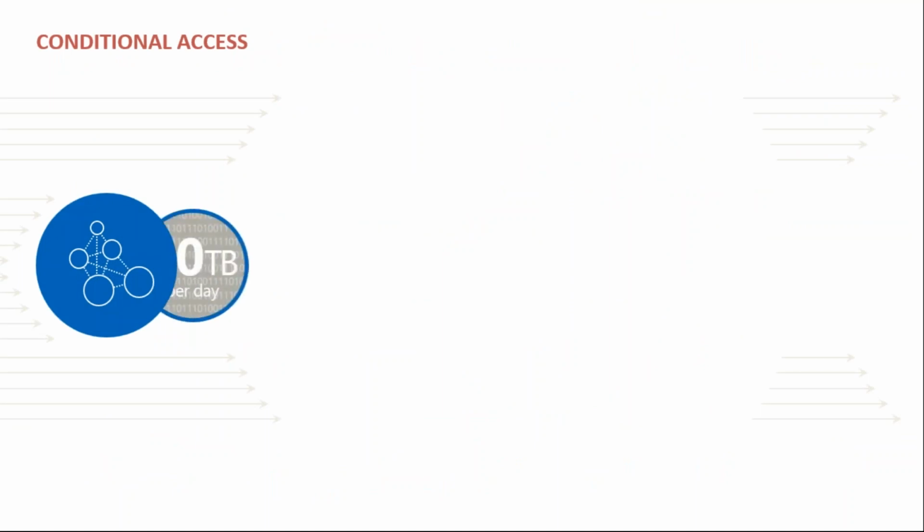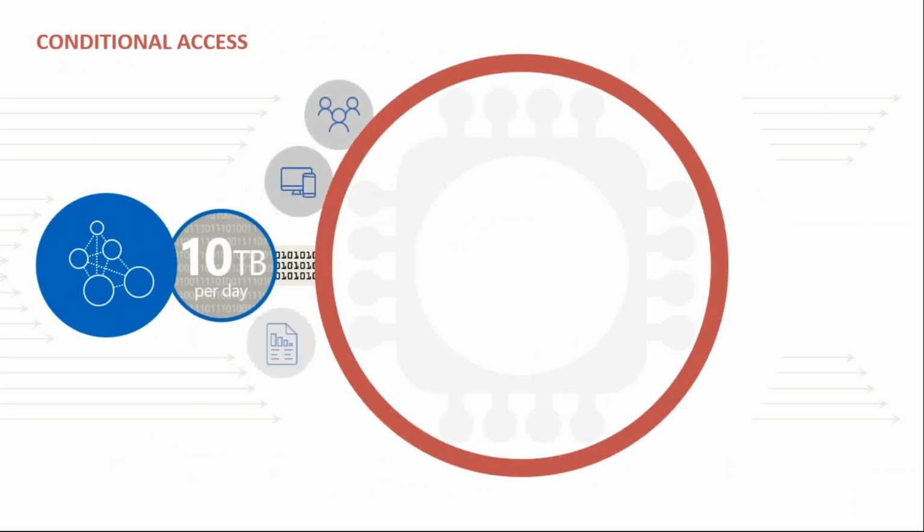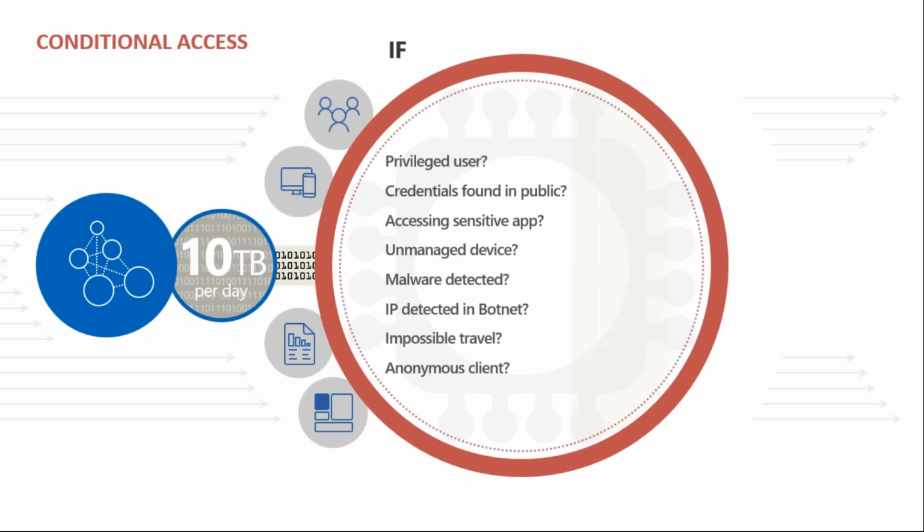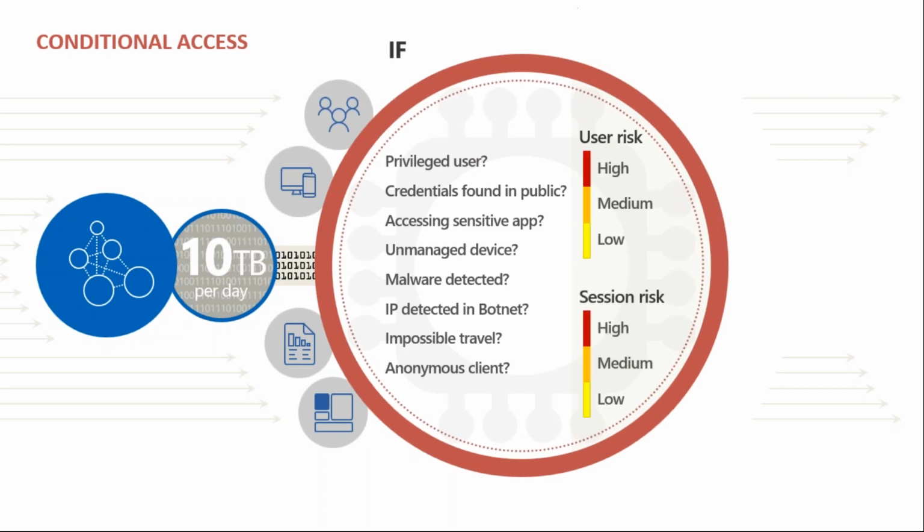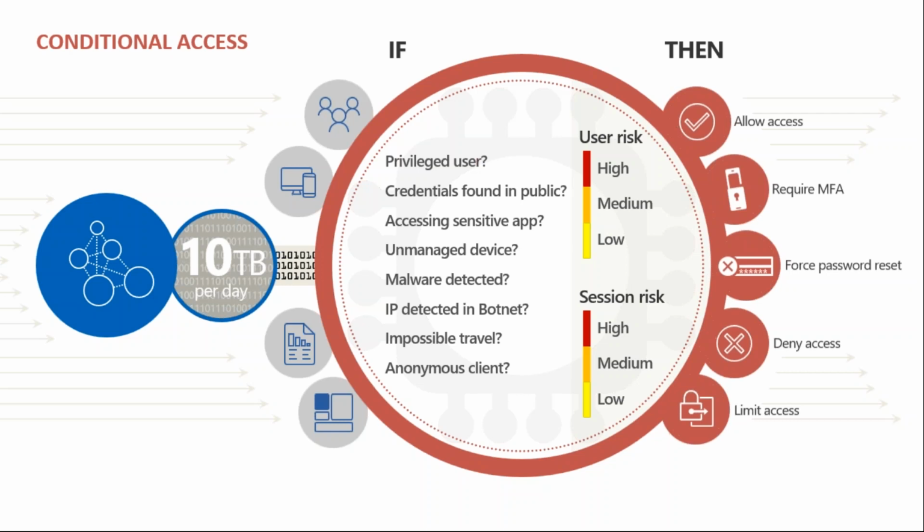Okay. And conditional access, wherein only based on certain conditions you would be given access to the resources, right? Let's say if he's a privileged user, or credentials are found in public, all these things, it's going to mark the user as risky, or say that this session is risky, and it is going to prompt you: allow access or not, require MFA, force a password reset, deny access, or limit access. This is what you call conditional access. In the later sessions, coming in either part 2 or part 3, I'll be giving you a detailed demo on how conditional access works.